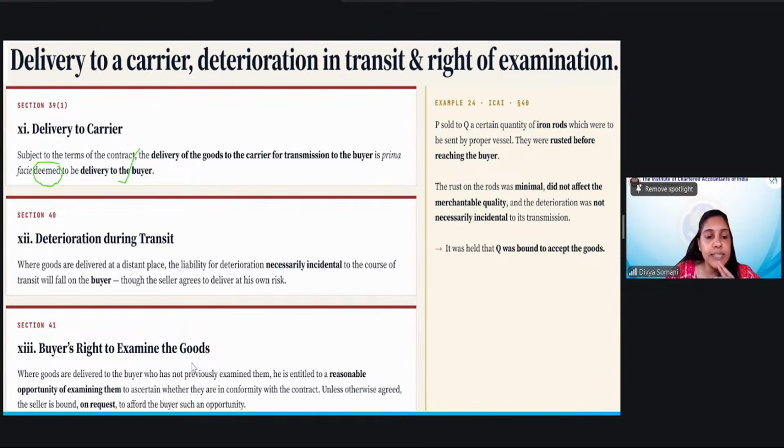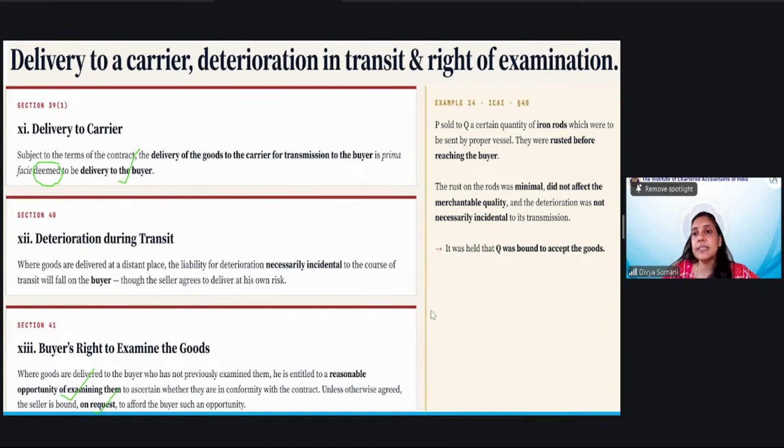Next, buyer's right to examine the goods. The buyer has complete right to examine the goods, to check whether they are the same or not. So he has the reasonable opportunity to examine them. Unless otherwise agreed, the seller is bound on request to afford the buyer such an opportunity. That means the seller should allow the buyer to examine the goods. And if the goods are not as per the buyer's requirement, he can send them back. He can return those goods.